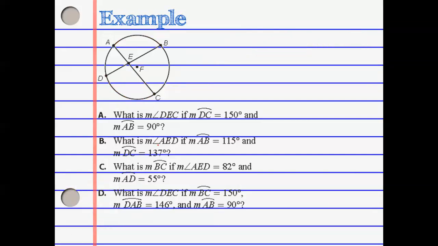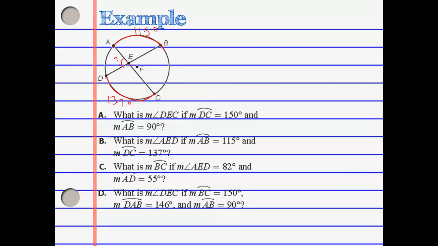Okay, this says, what is the measure of angle AED? I want to know this one, if the measure of arc AB is 115 degrees, and the measure of arc DC is 137 degrees. Now on this one, I don't have the information I need to solve this directly, because in order to solve for angle AED, I need arc AD and arc BC.